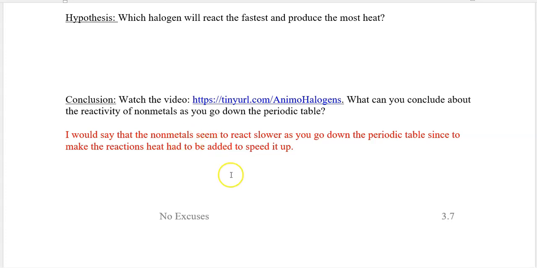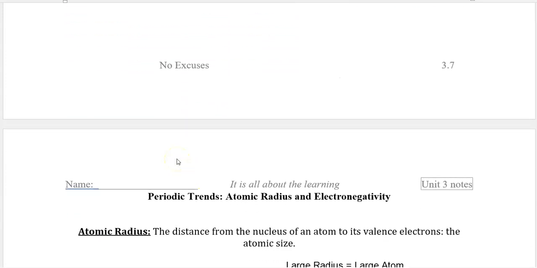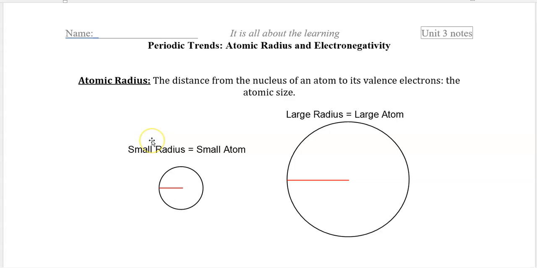So now the question is, why is that? Like, why are there those patterns? And we're going to explain the patterns that we saw in the videos through something called atomic radius and electronegativity. So on this page, I've got definitions for you. So let's just go ahead and go through these definitions.